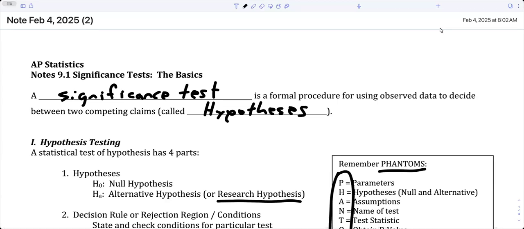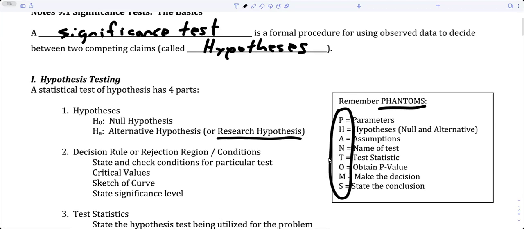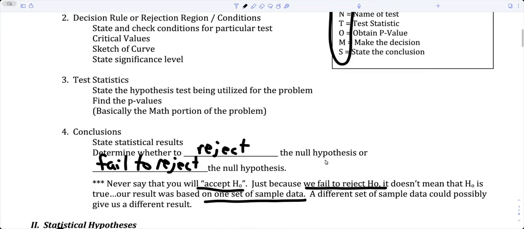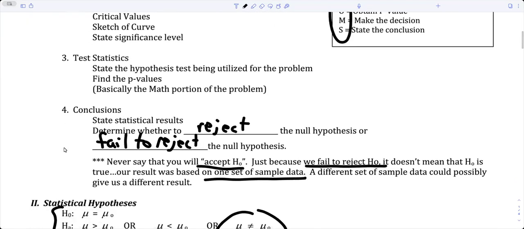A test is a formal procedure for using observed data to decide between two competing claims. They're called hypotheses. We have a little mnemonic device to write down all the different parts of a significance test, which we will get to later. Our conclusions: we either reject the null hypothesis or we fail to reject the null hypothesis. We never ever say that we accept H naught. That is always wrong. It's only one of these two conclusions.